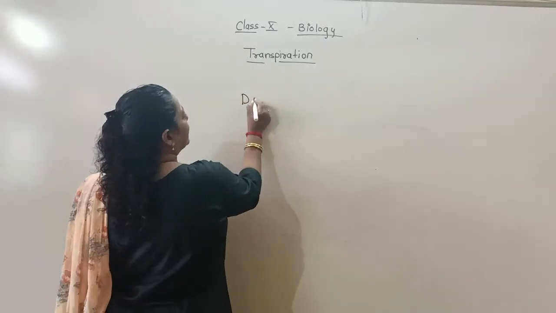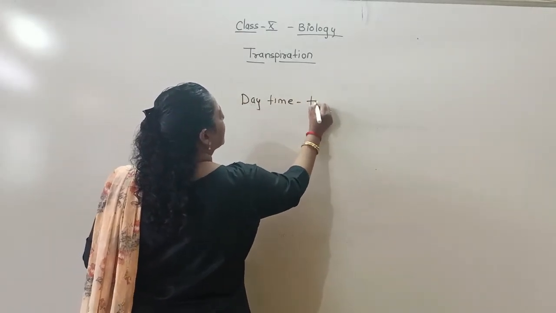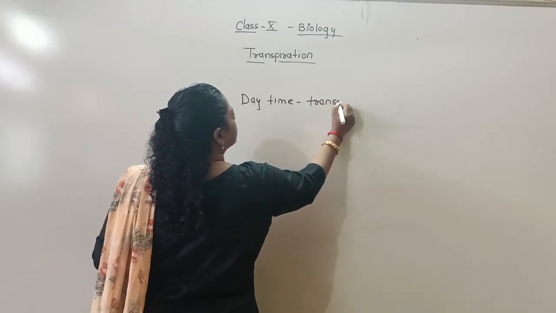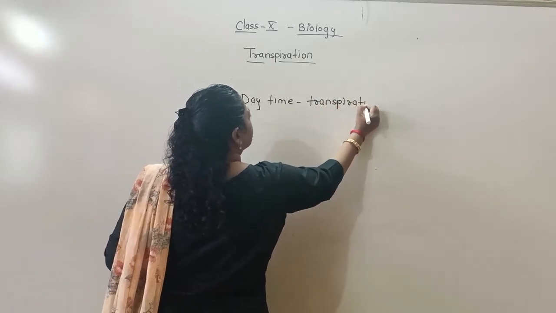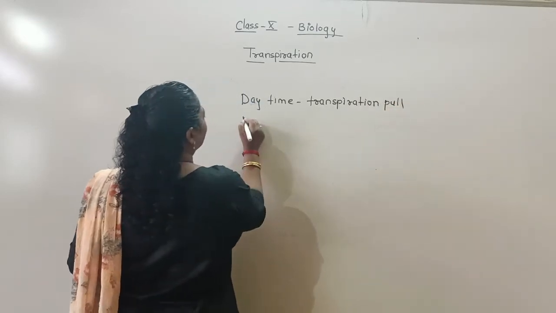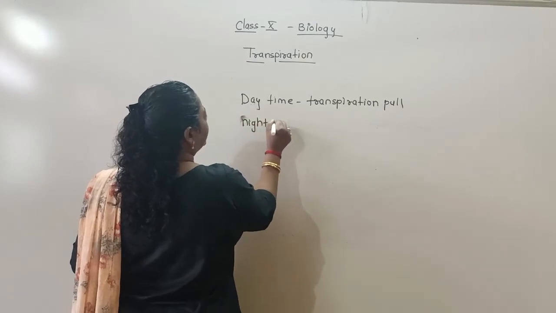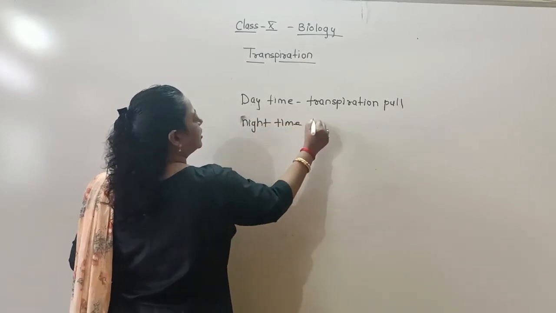So I can say, in the daytime the major event is transpiration pull, and at night-time, root pressure.